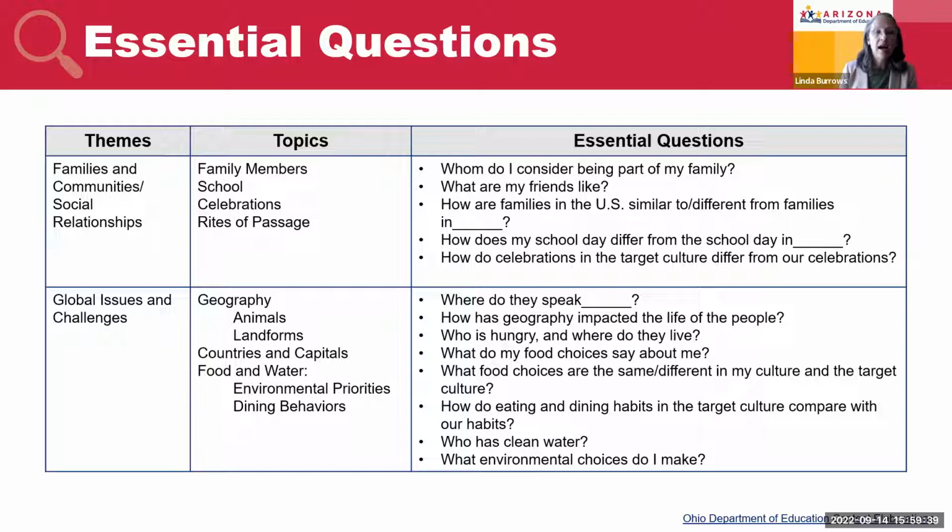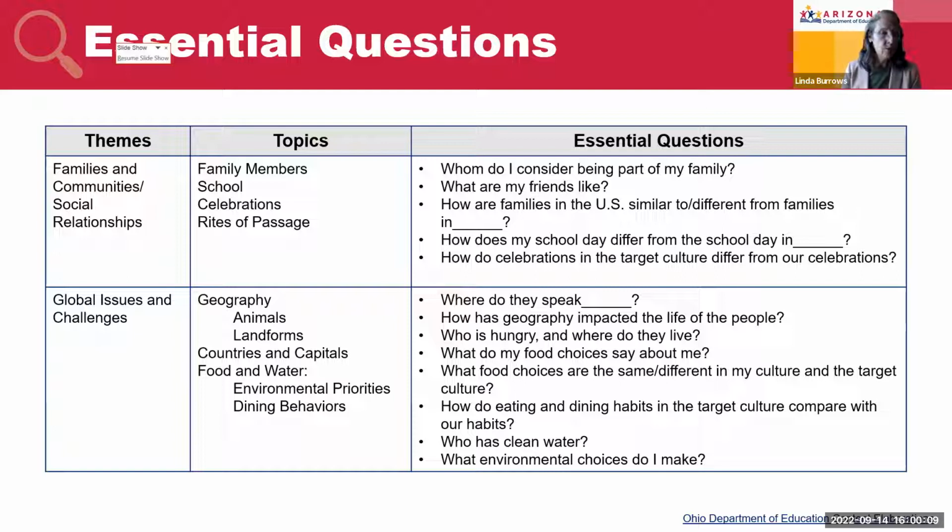You also have, how do celebrations in the target culture differ from our celebrations? If we talk about global issues and challenges: Where do they speak the target language? How has geography impacted the life of those people? Do they live in a tropical area? Do they live in an Arctic area where it's cold? And how does that influence the life of those people? Who is hungry and where do they live? I think that is another great question.